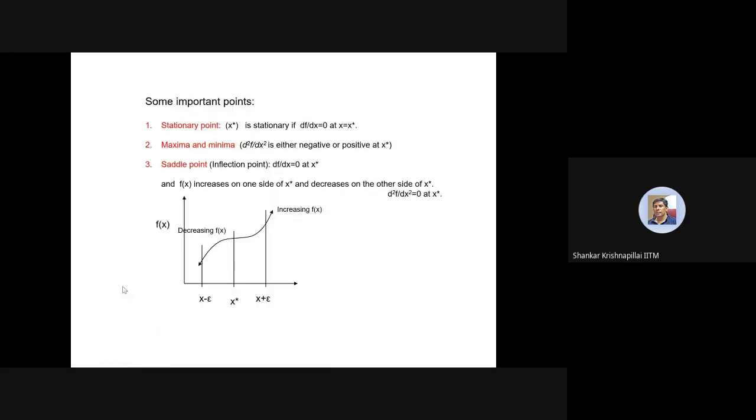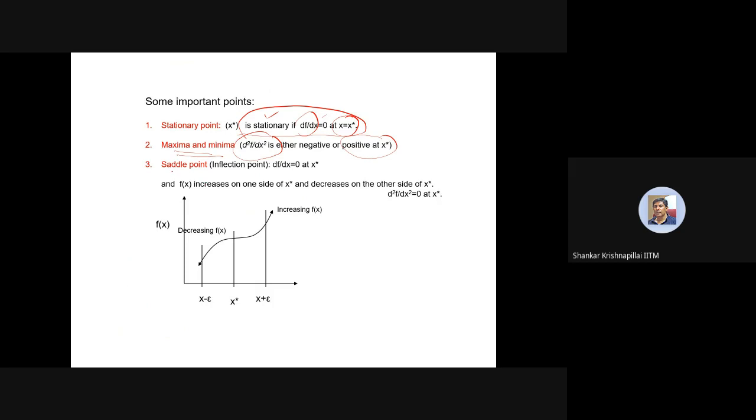Then some important points for single variable optimization. First is the stationary point, that is df by dx equal to 0, where slope is 0. That is called the stationary point. So at x equal to x star, that is the optima, df by dx is equal to 0. Then maxima and minima: if d squared f by dx squared is negative, then it is a maxima. If it is positive, it is a minimum.